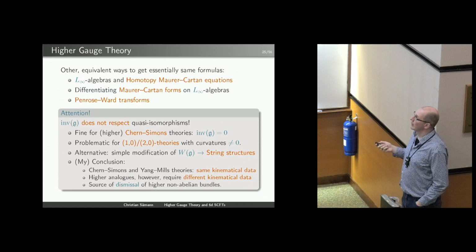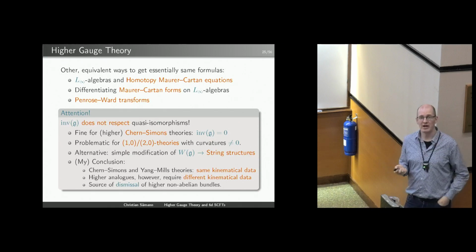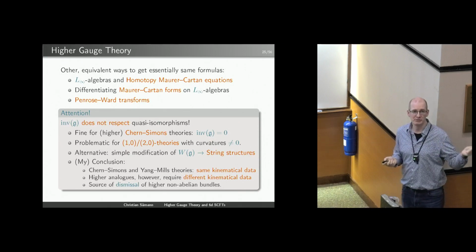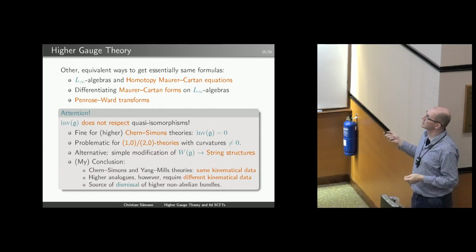Now, there's an alternative and a way out. There's a simple modification of W of G that you have to perform so that these quasi-isomorphisms are now respected for a certain class. And this leads you to string structures, which are the equivalent of spin structures on loop space, right? So there's a very nice picture behind that.